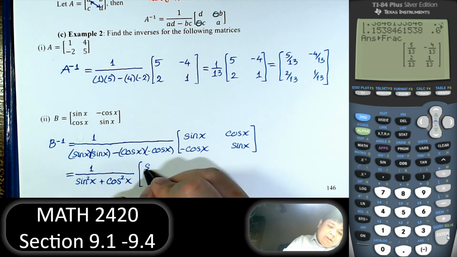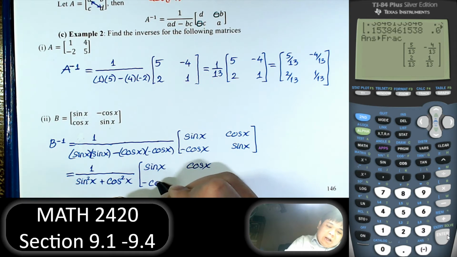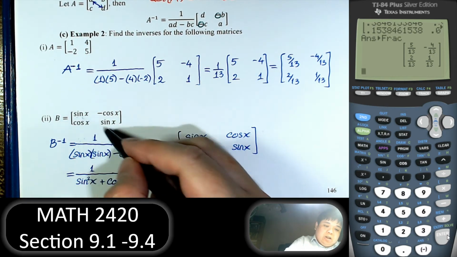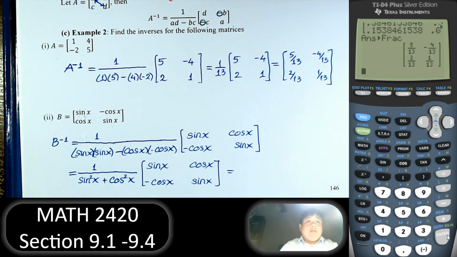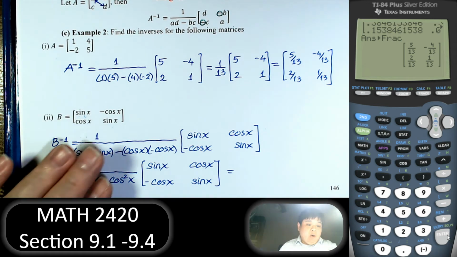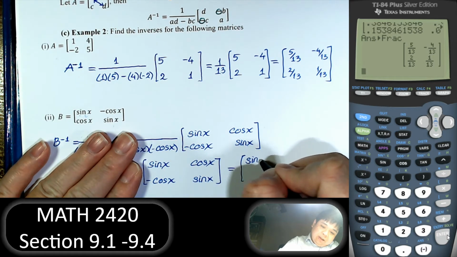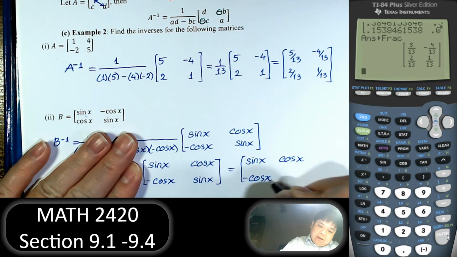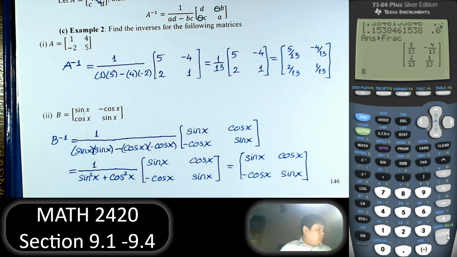And then we still have sine x, cosine x, negative cosine x, sine x. So these two interchange, and the other two change the signs. Sine square plus cosine square is 1, and 1 over 1 is still 1. So pretty much we just have that. Simple enough, right?